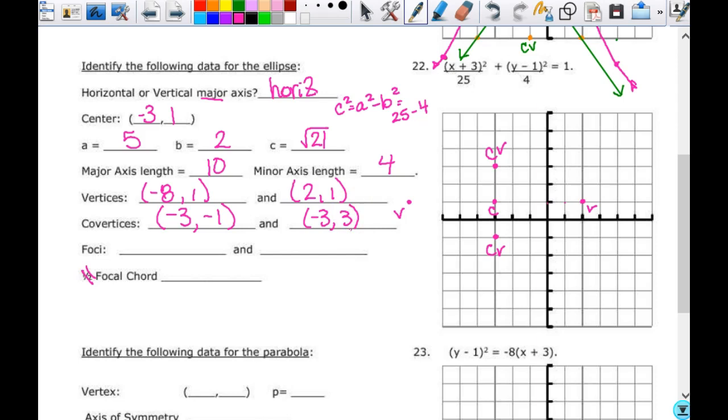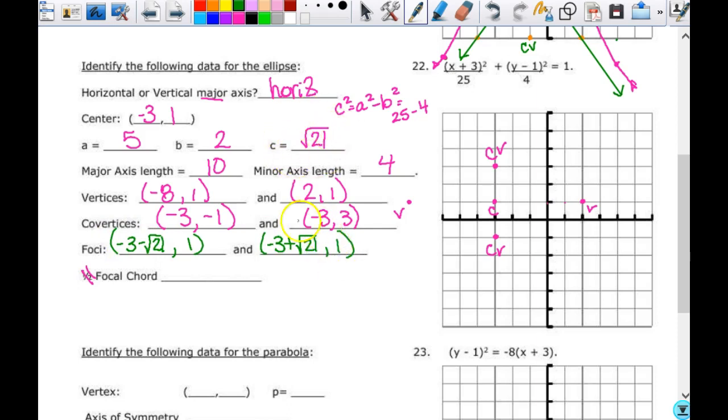And those are the points that I already have plotted. So my foci, those are going to go along my major axis. So that is the x that is changing. I would take the -3 and subtract the square root of 21, 1. And then -3 plus the square root of 21, 1.